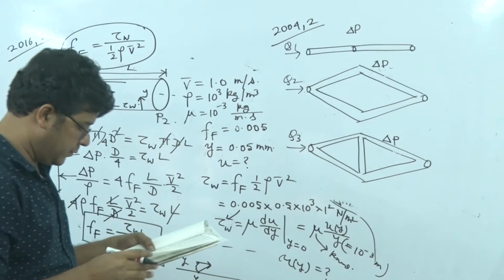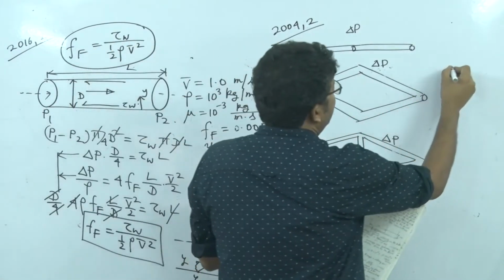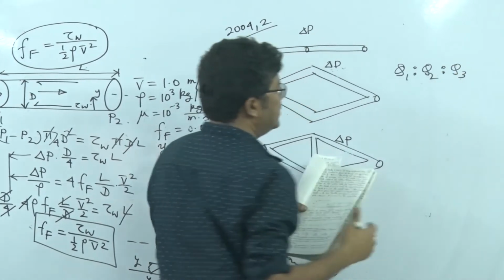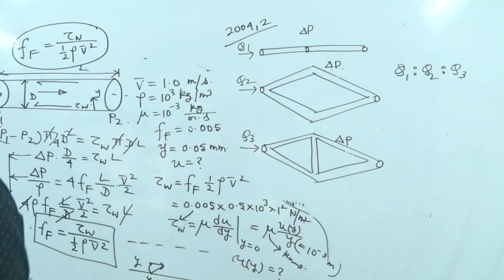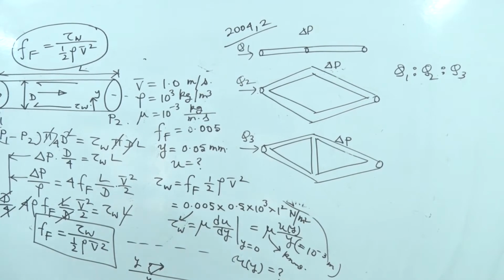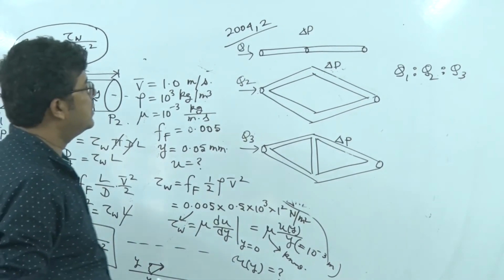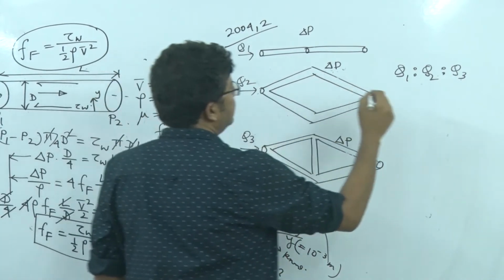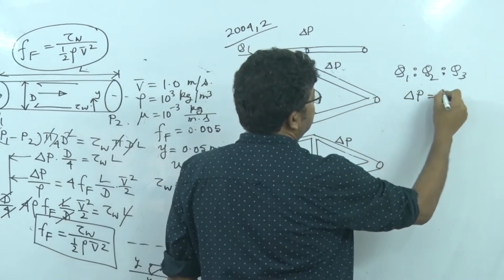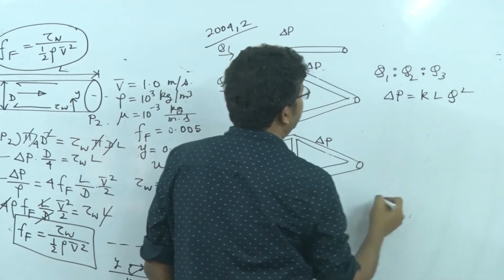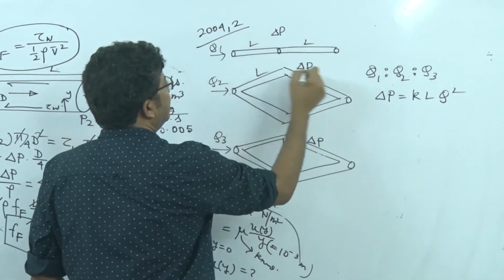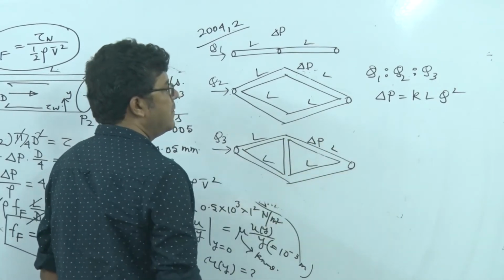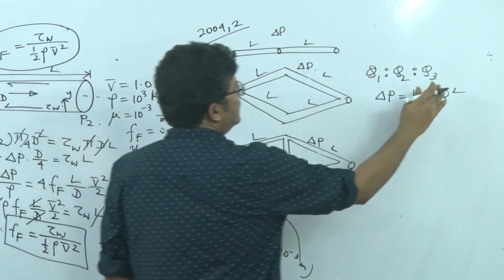So what do we have to solve? We have to find Q1 is to Q2 is to Q3. So you see that we will use K into L into Q square, where individual pipe segments are of length L. This is Q square.